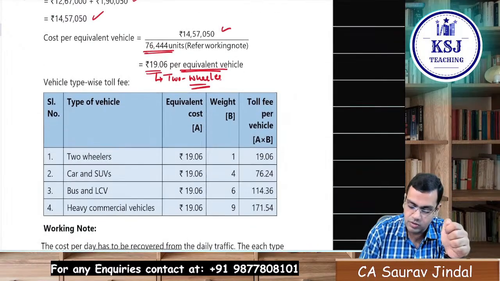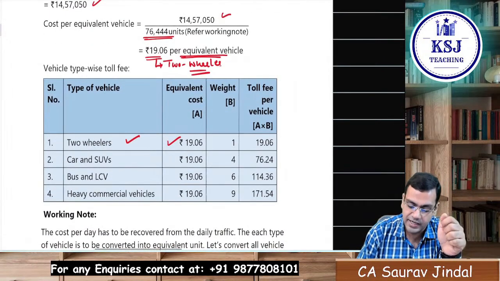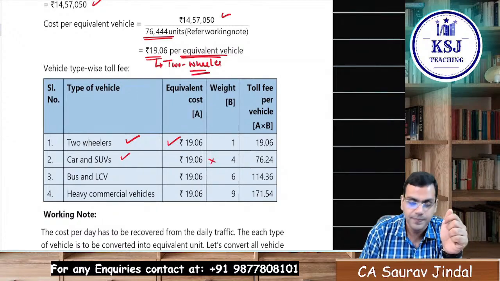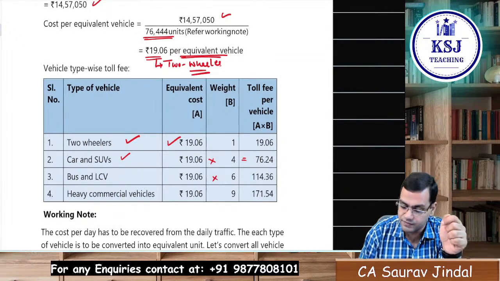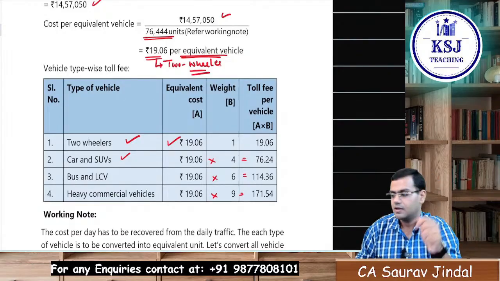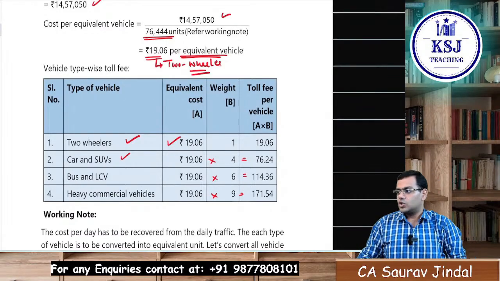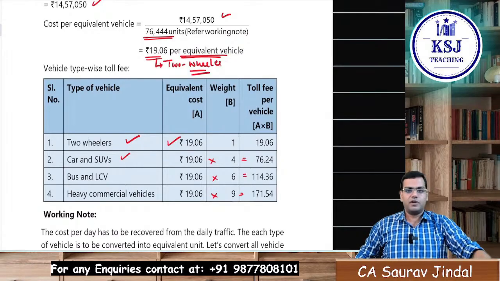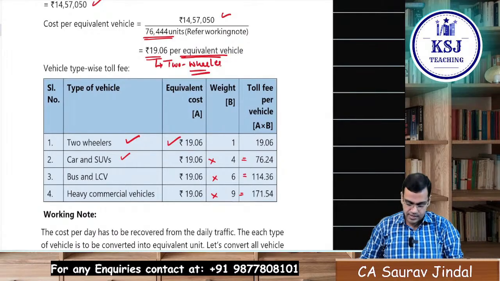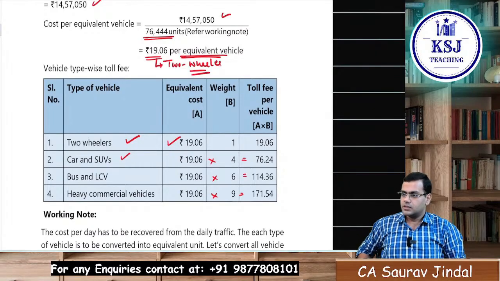Now for two-wheeler, it is 19.06. So for car and SUV it will be 4 times of it. For bus and LCV it will be 6 times of the two-wheeler. Heavy commercial vehicle 9 times. So this is the toll fee per vehicle for each category of vehicle. Any doubts in this thing? So the important point here is the conversion point.